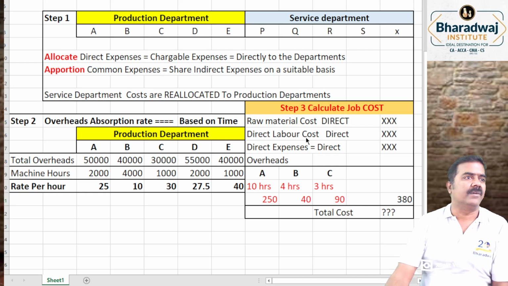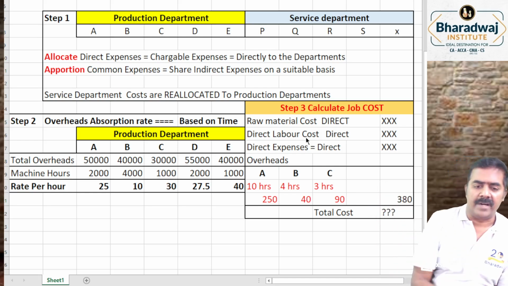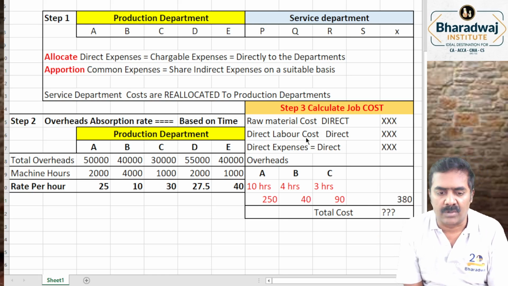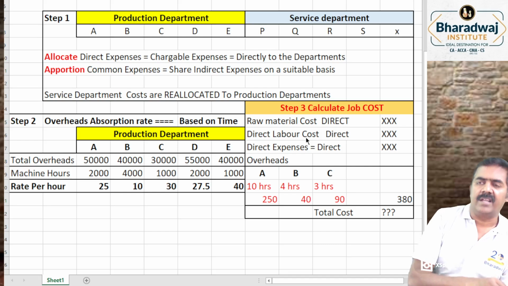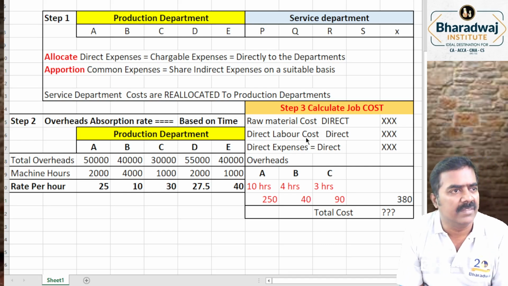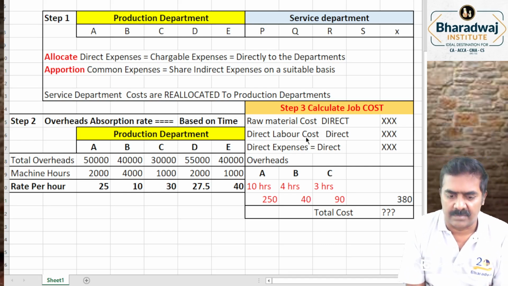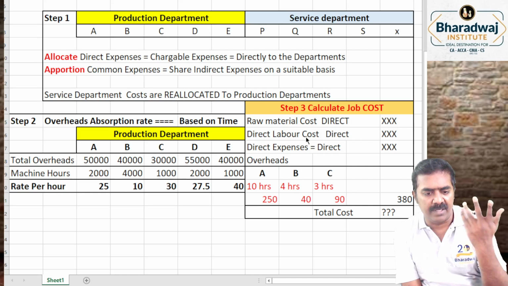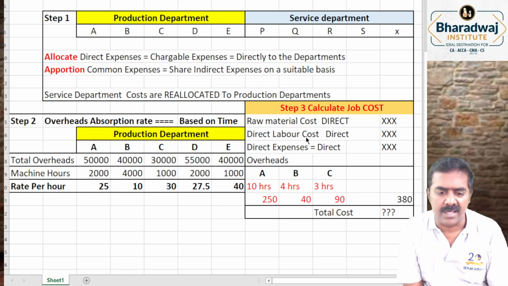In step 2, what do we do? What is the cost of operating the production department? Overheads divided by number of hours. We work out the rate per hour. Using the rate, whenever a customer comes with work, we charge the customer. Department A, 10 hours work into 25. B, 4 hours into 10. C, 3 hours into 30, 90.